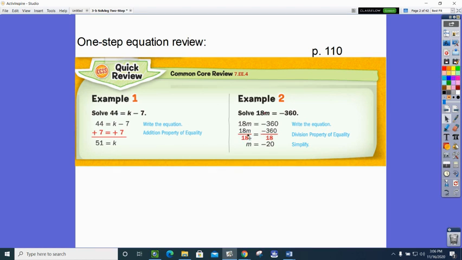And we show dividing not with the little line and the dots, but as I've said several times this year, we show it by the line underneath. So we're going to divide both sides by that number in front, which is called the coefficient. And I'll show you that word in a second. So 18 divided by 18 is 1m, and negative 360 divided by 18 is negative 20. So if I was to take my calculator and take 18 times negative 20, sure enough, it equals negative 360. So the only number that can take the place of m is negative 20.